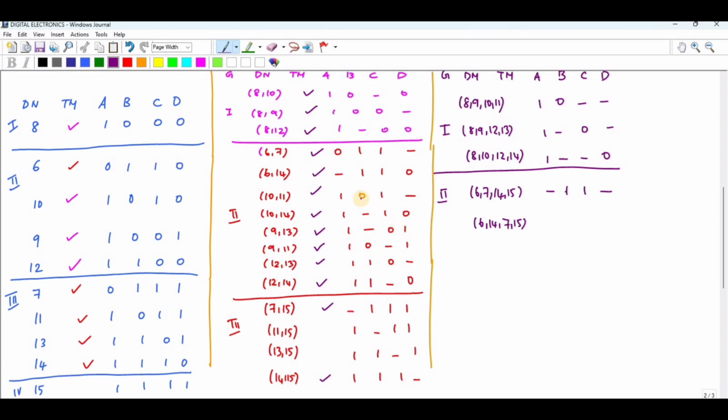Then 10, 11. You can choose 10, 11 and 14, 15, right? That gives 1 dash 1 dash. Next, 10, 14 and 11, 15, right? 10, 14 and 11, 15 are similar, already we have chosen.